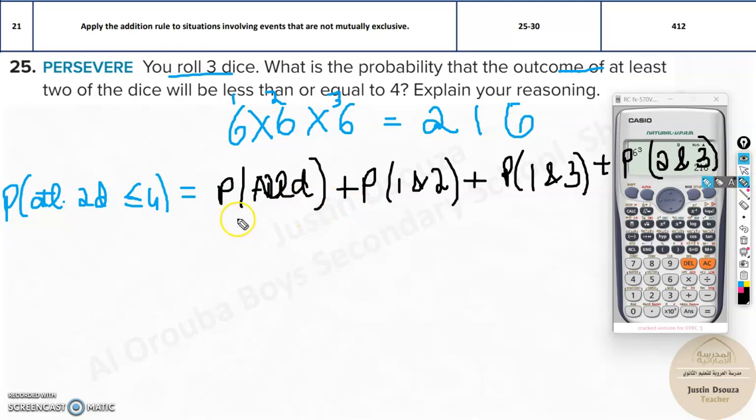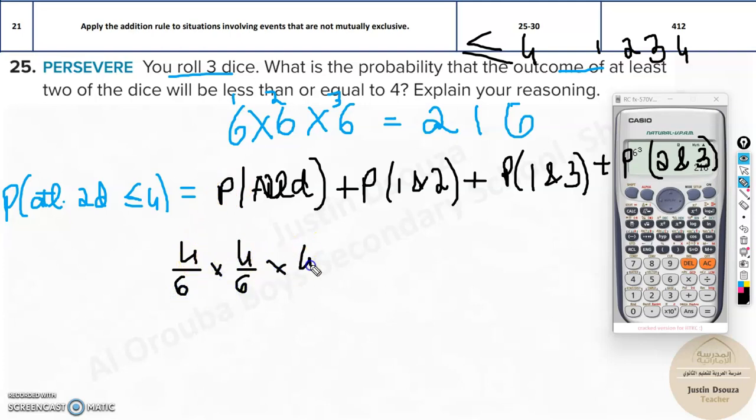So now, what does this all dice mean? All dice means all the 3 will be less than or equal to 4. What does it mean to be less than or equal to 4? The possibilities are 1, 2, 3, and 4. That is 4 out of 6. That is for 1 dice multiplied with the second dice, same thing, and the third dice, same thing. 4 by 6 into 4 by 6 into 4 by 6.